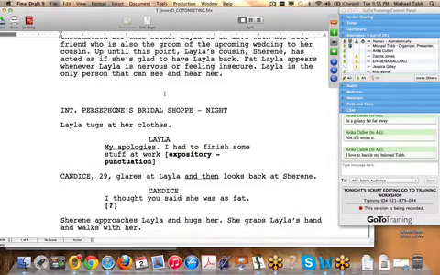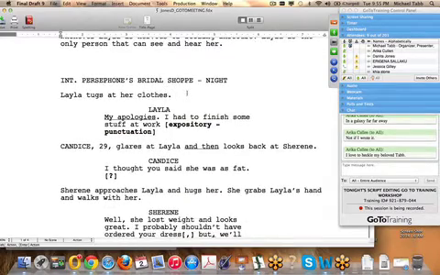All right, let's get right into the scene so that we can get going. Layla tugs at her clothes. Oh, Persephone's bridal shop, night. All right. Are they doing a fitting at night?